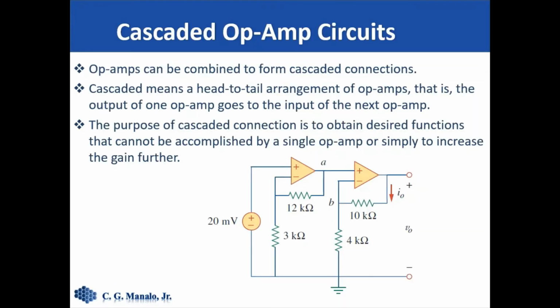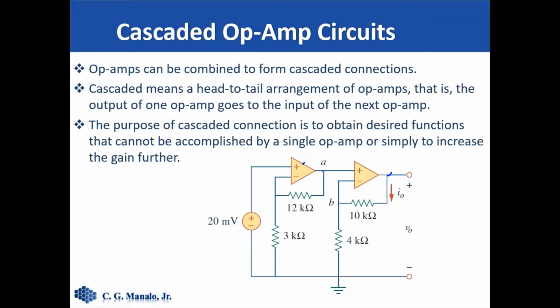Sometimes it's not enough to have a single op-amp for a specific function. A good example is if you want a very high gain that cannot be provided by a single op-amp, so you'll be forced to connect the output of one op-amp to the input of another op-amp in order to obtain a higher gain.